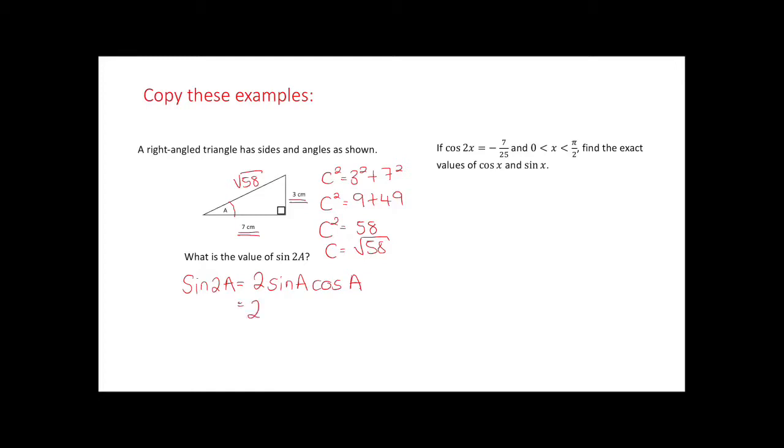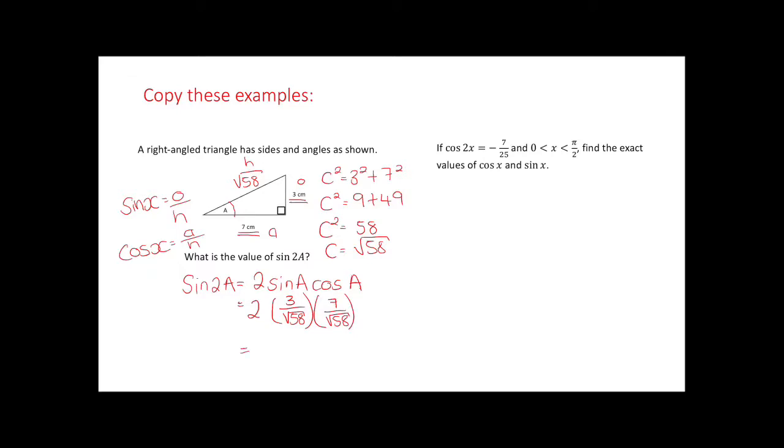So we're going to have 2 sine a, so remember sine of an angle is opposite over hypotenuse. So remember, this is your opposite, this is your hypotenuse, and this is your adjacent, as I've already said. So opposite is 3 over hypotenuse, which is root 58. And we can replace cos a. So remember that cos of your angle, so cos x is equal to your adjacent over your hypotenuse. So our adjacent is 7, and our hypotenuse is, again, root 58.